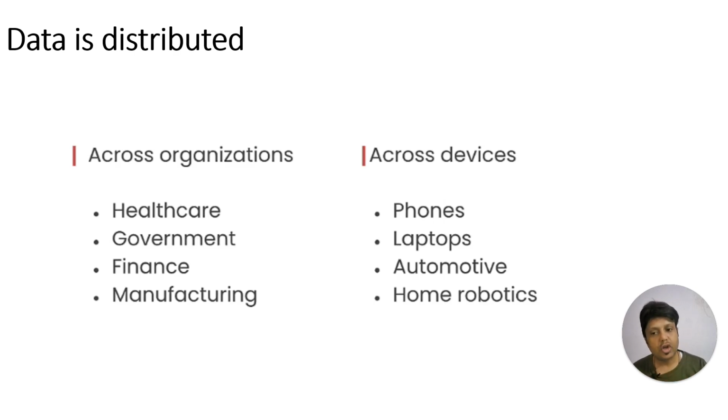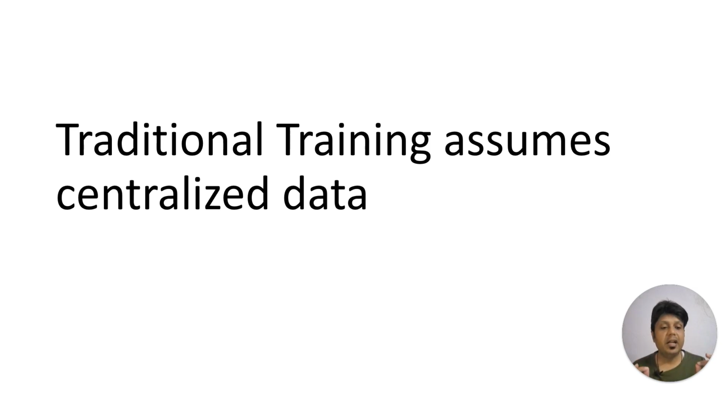We know data is distributed across organizations, be it healthcare, government, finance, or manufacturing, or across devices like phones, laptops, automotive, home robotics, and others. Federated learning solves this problem by training the model without accumulating the data at a centralized server or location. Traditional training assumes that we have to accumulate all the training data at a centralized place. But federated learning can help us train on the data wherever it is distributed, and we can also take care of privacy.